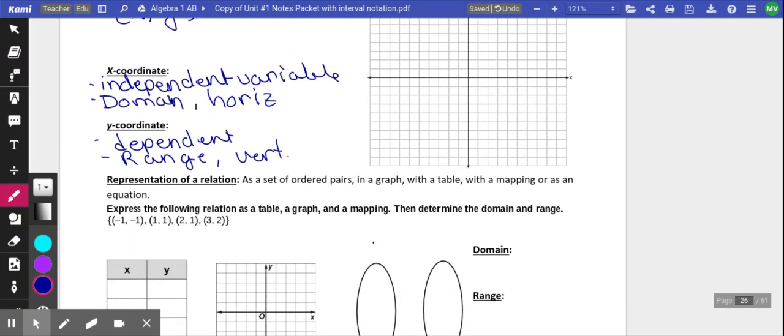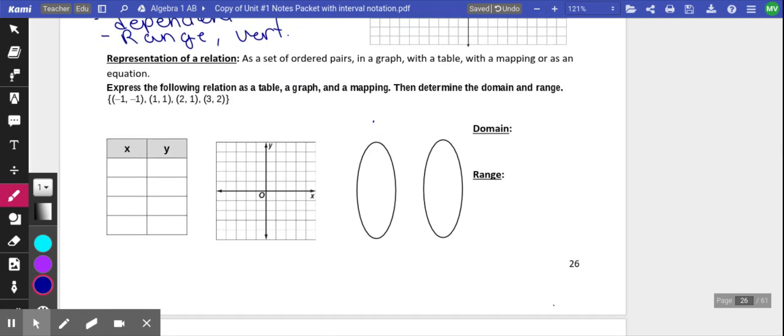So representations of a relation, as I said, can be as ordered pairs, a graph, table, mapping, or as an equation. So if I have these, I want to express them each way. Now, a couple of things that are important is when you're talking about a mapping and listing your domain and range. So mapping and list are always in numerical order, and no repeats.